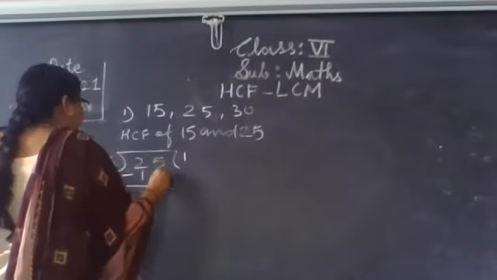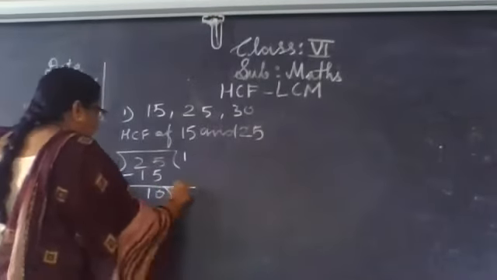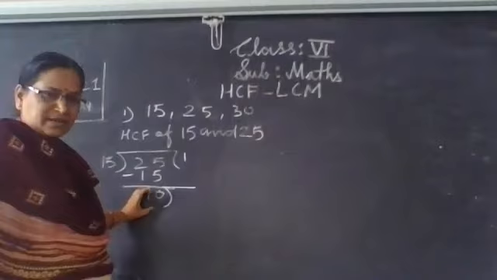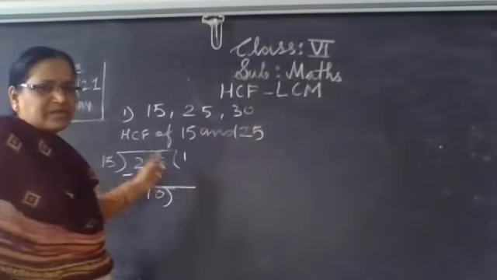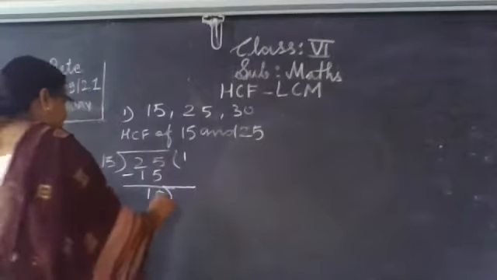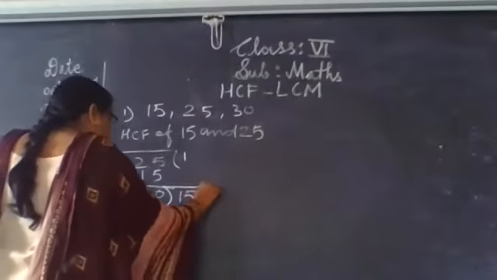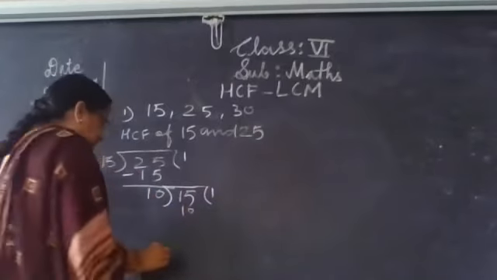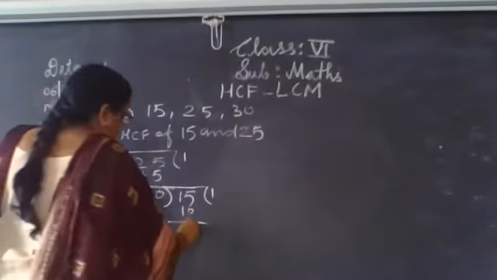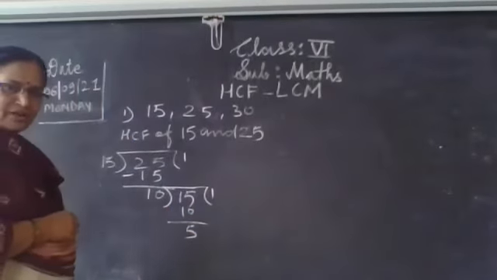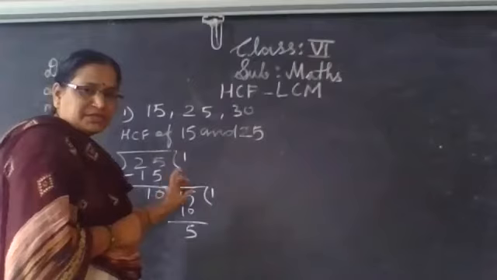So here, 25 ones are 25. 5 minus 5, 0, and 2 minus 1, 1. This 10 is the remainder. This remainder becomes the divisor, and the first divisor becomes the dividend. 15 by 10, 10 ones are 10. What is left? 15 minus 10, 5. 5 is the remainder. Now this remainder 5 becomes the divisor.